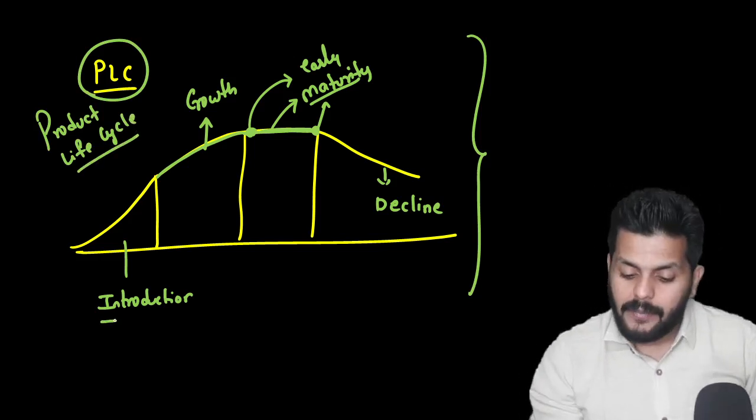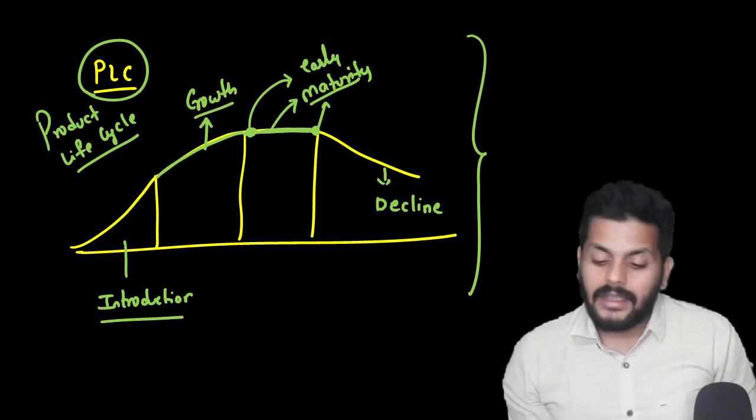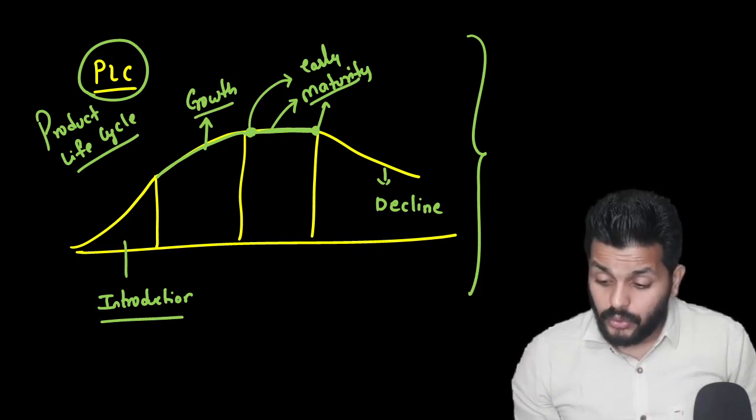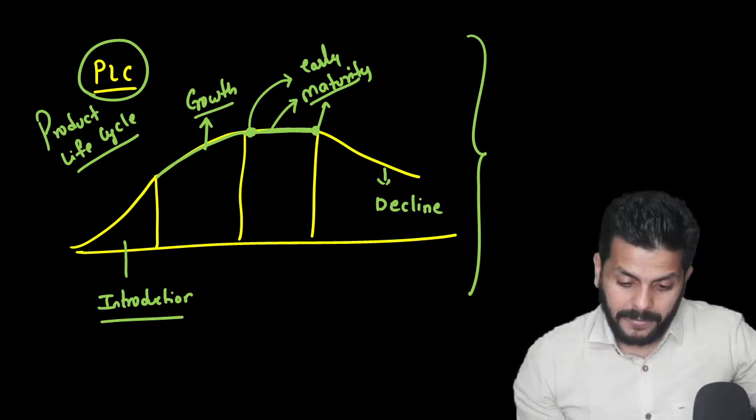So every product goes through the stages: introduction, growth, maturity, and decline. In which stage you are is also a key factor that will tell you where you actually are. That you have to find out.